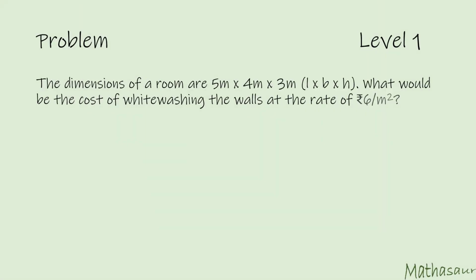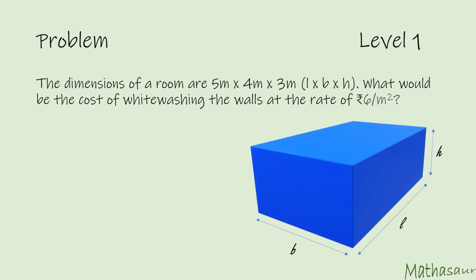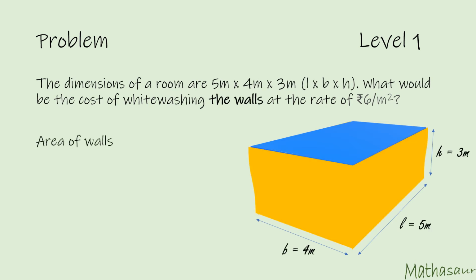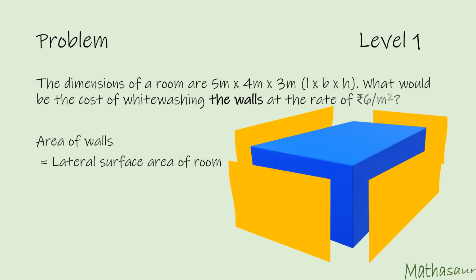Let us look at a problem. The dimensions of a room are 5 by 4 by 3 meters. What would be the cost of whitewashing the walls at the rate of 6 rupees per meter square? My room is in the shape of a cuboid. I am given the dimensions. Now I have to find the area of walls because I want to whitewash the walls. So I am looking at the lateral surface area of this room.